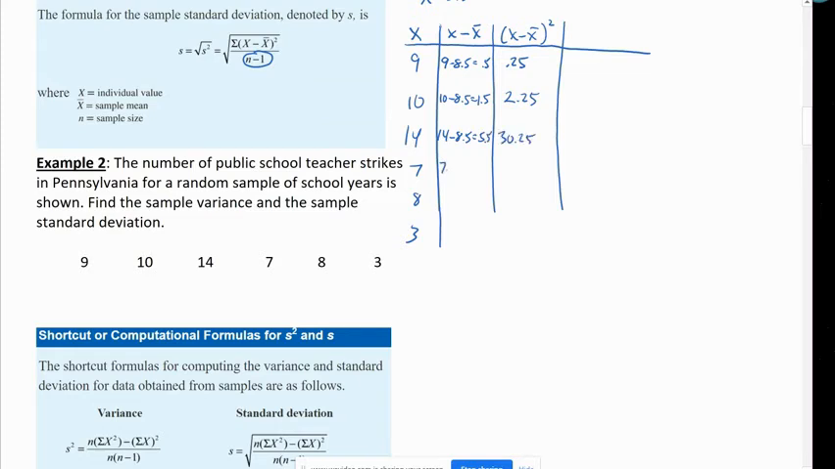30.25. 7 minus 8.5 is negative 1.5. Square that, and you get 2.25. 8 minus 8.5 is negative 0.5. Square that, and you get 0.25. And then 3 minus 8.5 is negative 5.5. Square that, and you get 30.25. And so now we add those up.